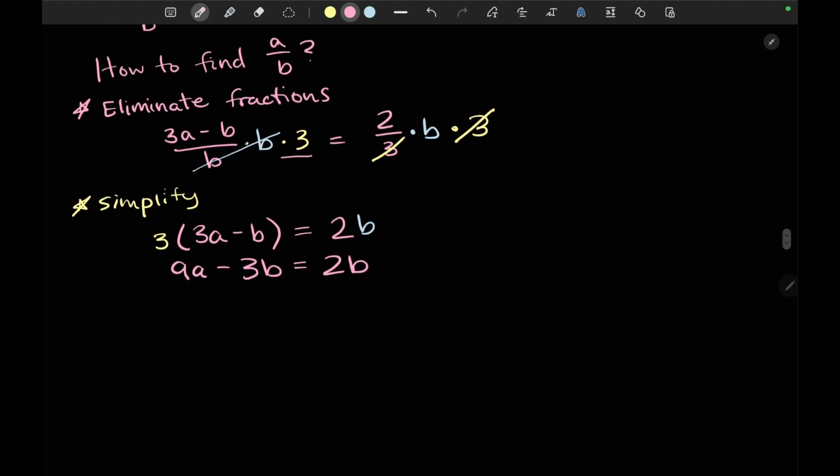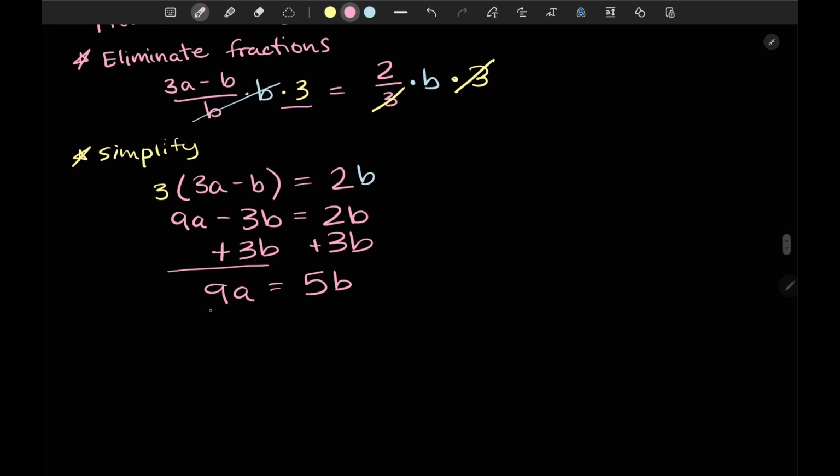All right, and the next thing we're going to do is add 3b to both sides of the equation to give us 9a is equal to 5b. And then divide both sides by 9 to give us a equals 5b over 9. And then if we multiply both sides of this by 1 over b, you could also think about it as dividing by b.